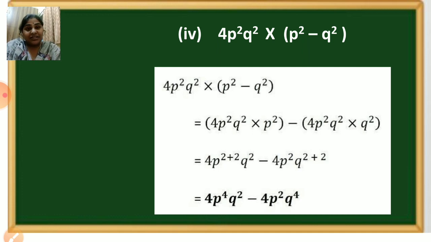So this is how we solve the multiplication of a monomial to binomial or monomial to trinomial. Procedure is same, children. The monomial we have to multiply to all the terms in the binomial. Either it will be a binomial or it is a trinomial. So first of all separate it in the brackets. Okay, and then multiply coefficient to coefficient and then variable to variable.